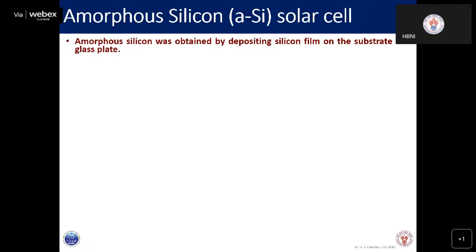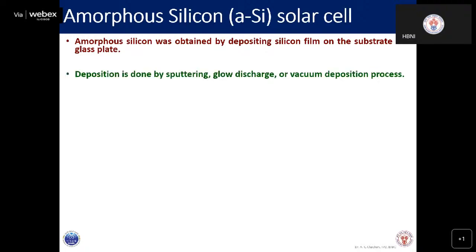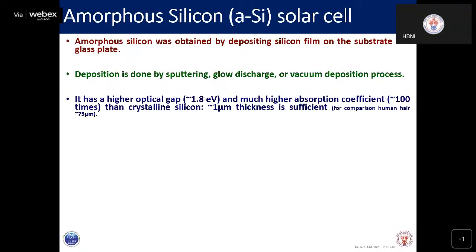Amorphous silicon is obtained by depositing a silicon film on a substrate like a glass plate. How do you deposit? You can deposit by different methods: sputtering, evaporation. The advantage is that you deposit a very thin film, so the material loss is very low. Deposition can be sputtering, glow discharge, or a vacuum deposition process.